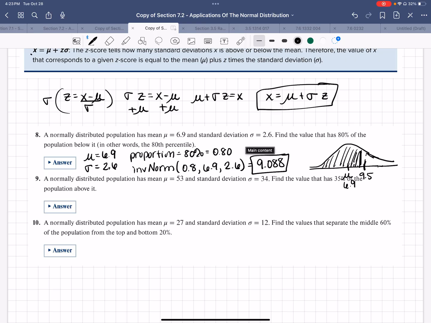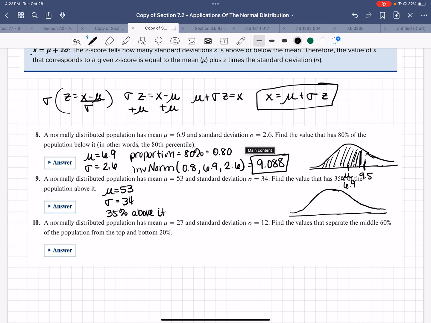Number 9 says a normally distributed population has mean of mu equals 53 and standard deviation equals 34. Find the value that has 35% of the population above it. Okay, so we want 35% above it. So we really need a picture so you can see, because we're not going to enter 35% in there because we're doing the inverse.